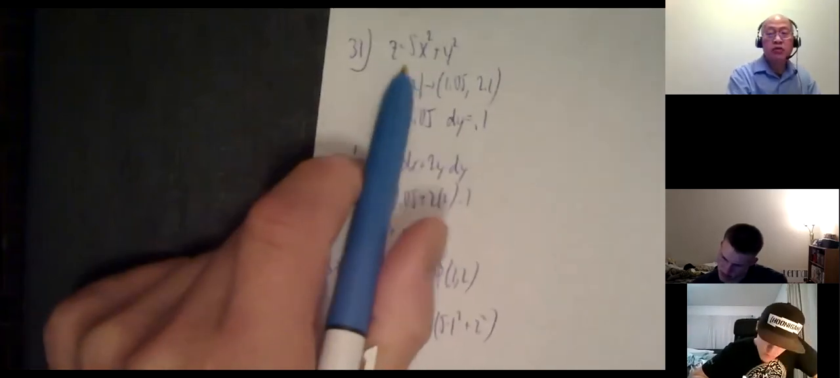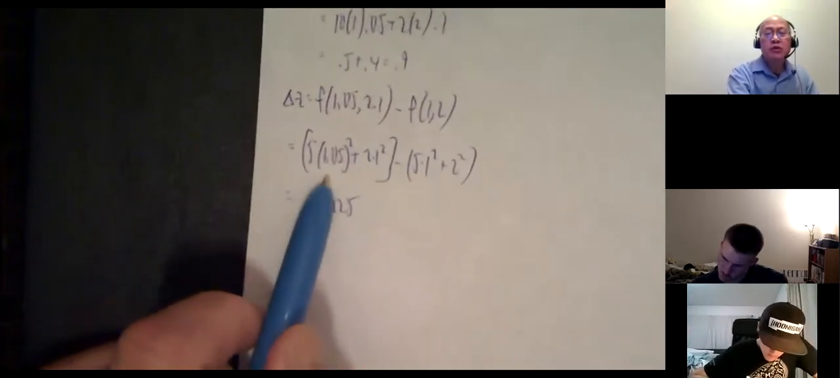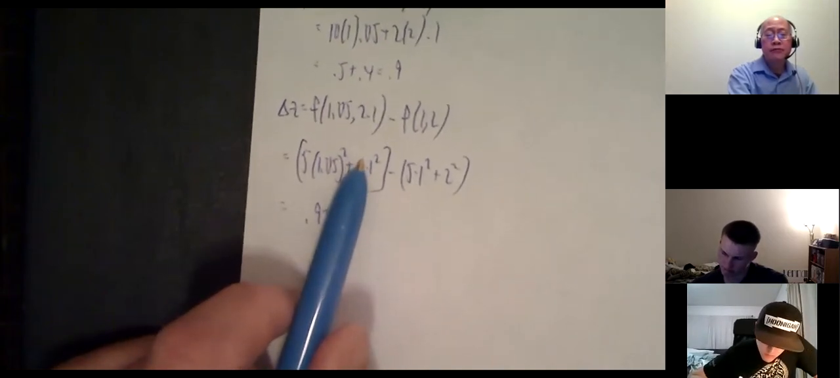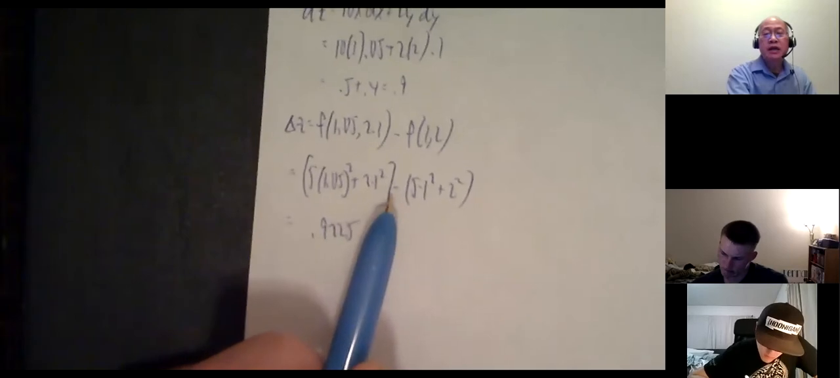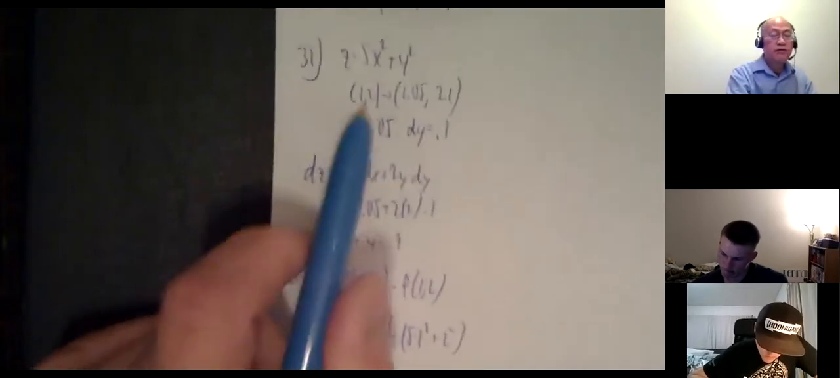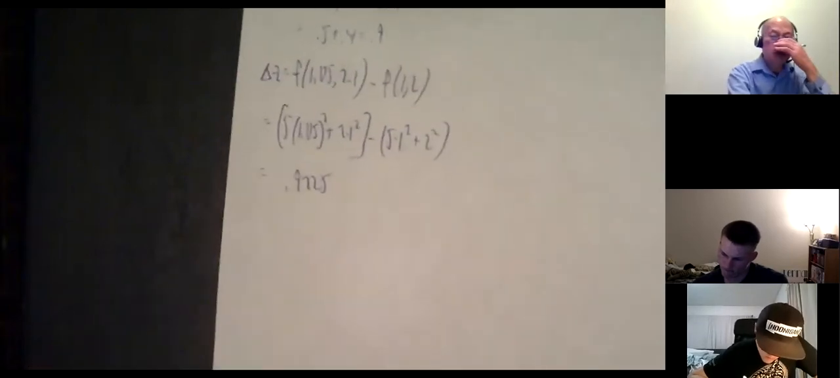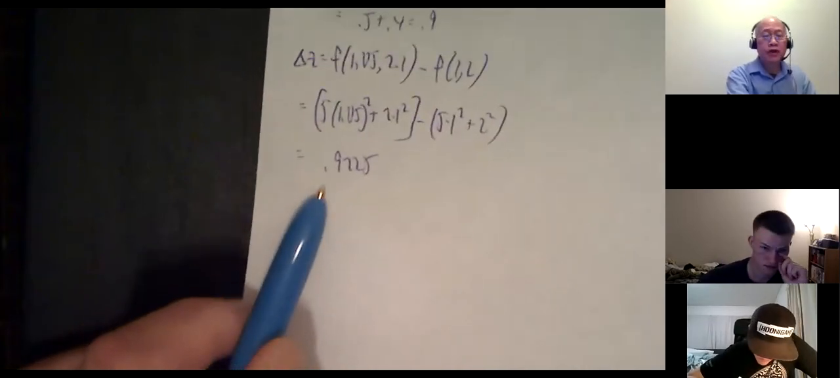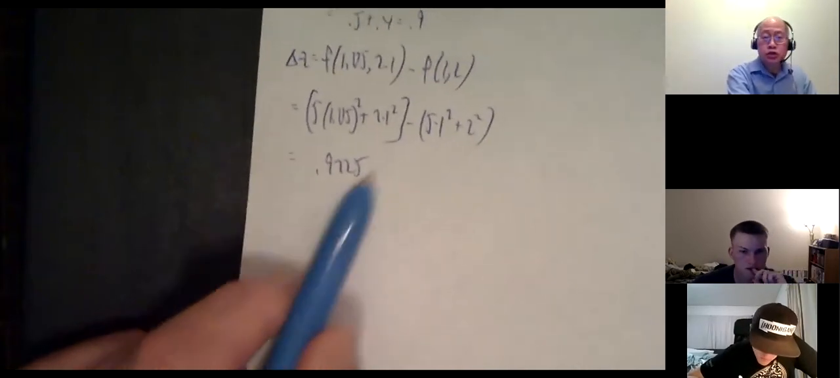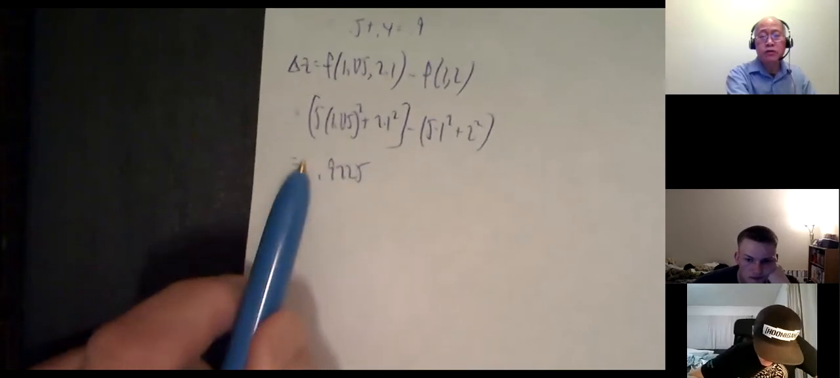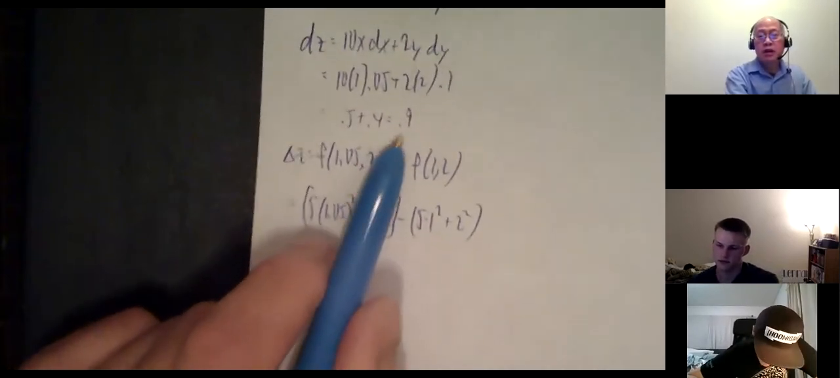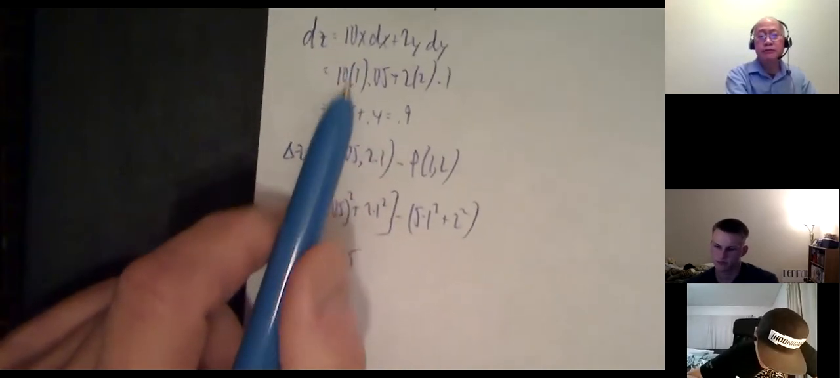It's 5x squared plus y squared. So 5 times 1.05 squared plus 2.1 squared. Obviously, it's more clumsy. Minus f of 1, 2: 5 times 1 squared plus 2 squared. Okay, so I grind that all out, 0.9225. This is the true change in the function value, the actual delta z. dz, pretty close, 0.9. But this was a lot easier to compute. It's a lot faster.